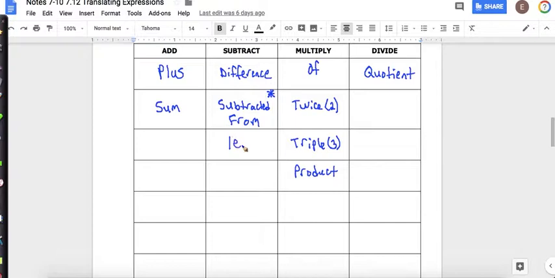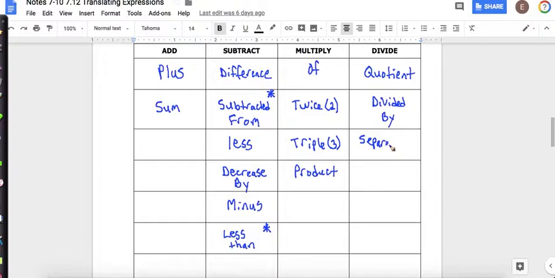Less, subtraction. Decrease by, subtraction. Minus, subtraction. Less than, subtraction. And I'm going to put a star by this one. This is going to be one of those special ones that we'll come back to. Divided by, division. Separate into equal parts, division.